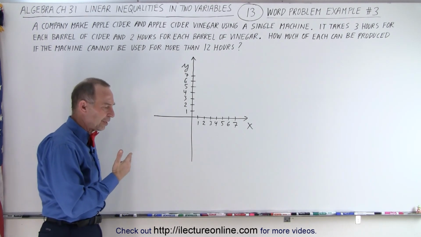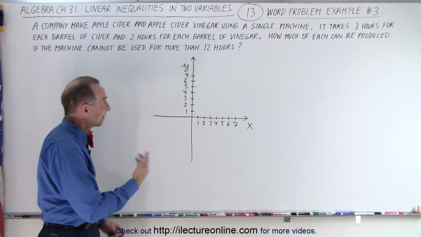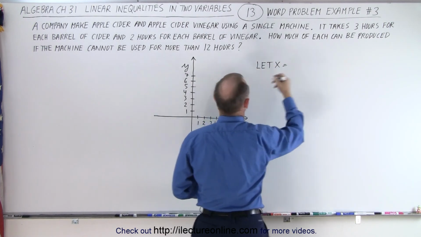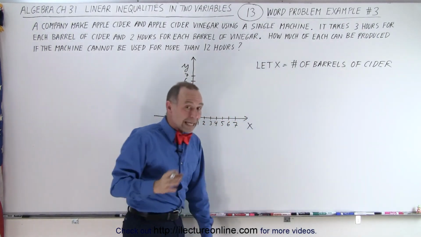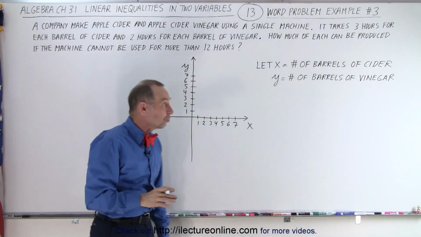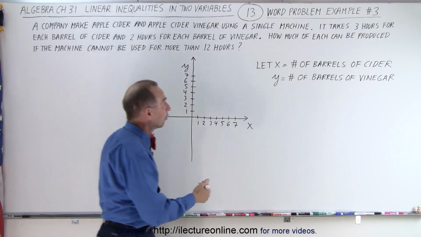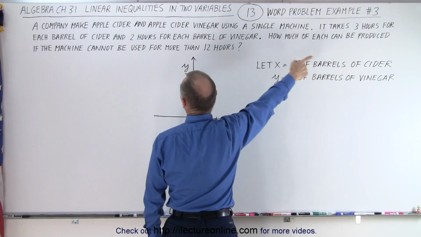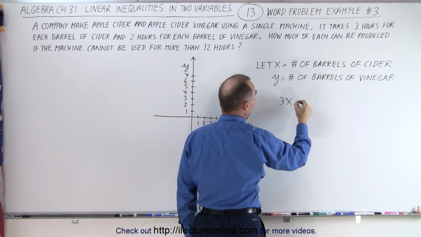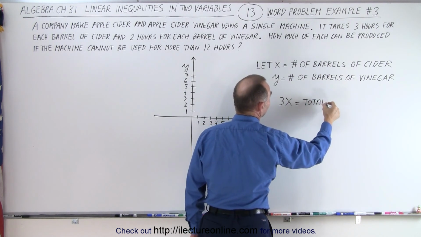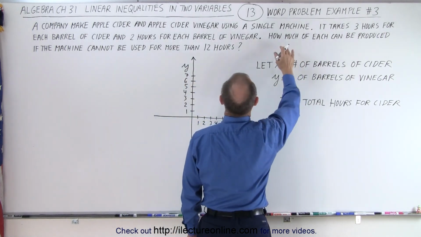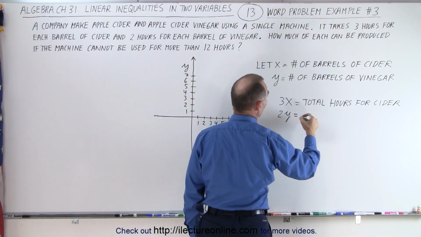Therefore we need to represent the number of barrels we can produce of each with x and y. Let x equal the number of barrels of, let's say, cider, and let y equal the number of barrels of vinegar. Then we need to figure out how many hours the machine is going to be used for each type. We need 3 hours for each barrel of cider, so that means 3 times the number of barrels of cider, that would be 3x. This is equal to the total hours needed for making cider. And then we can come up with a similar expression for the vinegar. It takes 2 hours to make a barrel of vinegar, so 2 times y equals the total hours for vinegar.